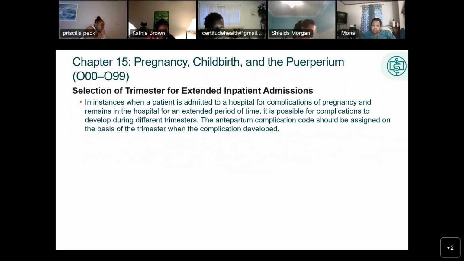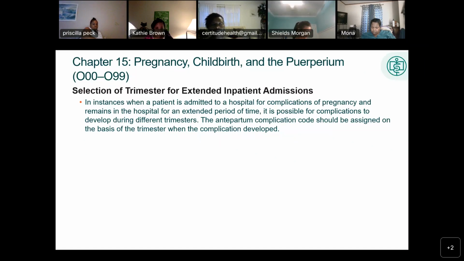If a patient is admitted to the hospital for complications of pregnancy and remains in the hospital for an extended period of time, like, say, a high risk pregnancy, someone's water breaks at 27 weeks, and they just stay in the hospital for that entire time until they're able to give birth. It's possible for complications to develop during different trimesters.